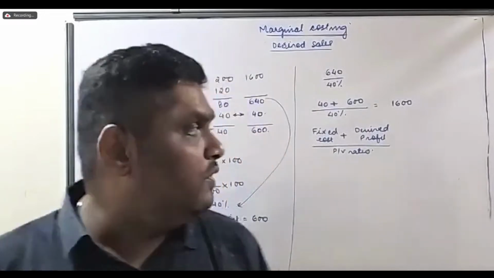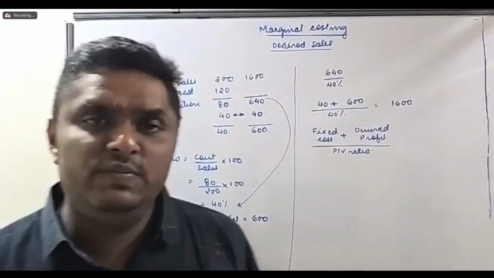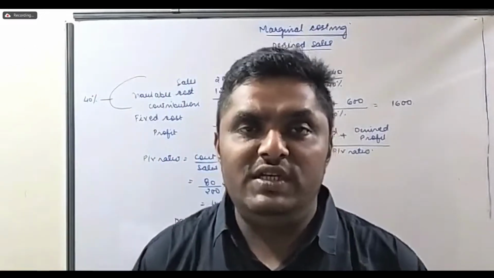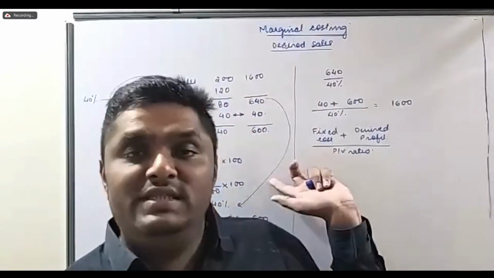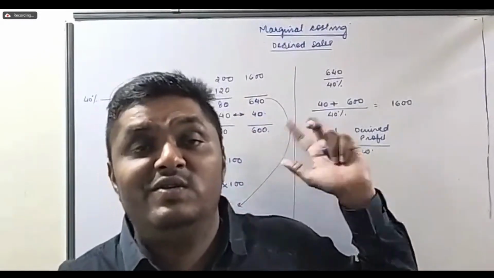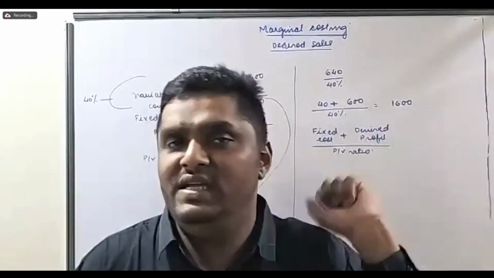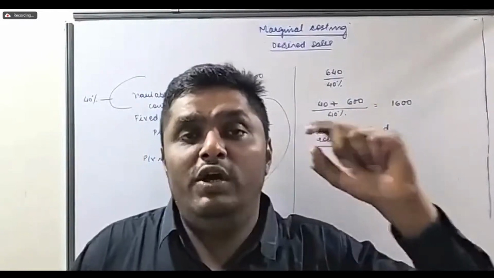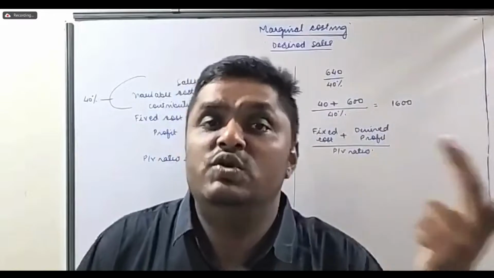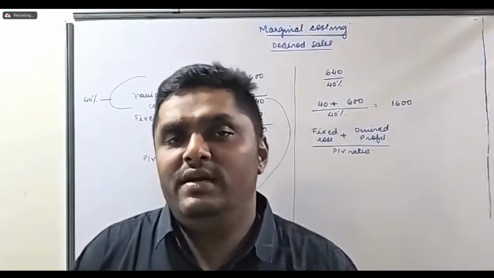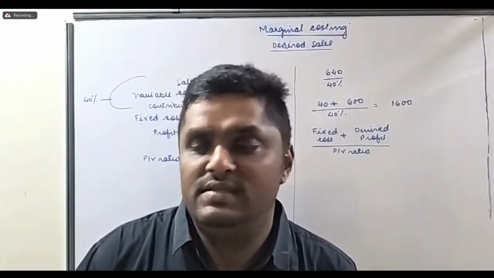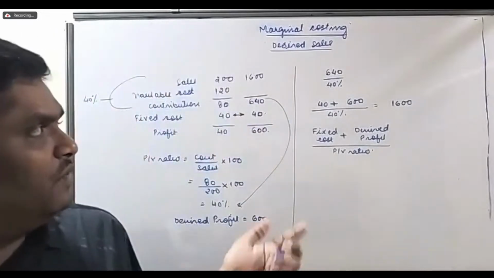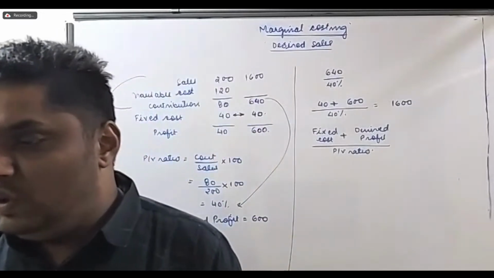If you guys have any doubts or queries in this part, you can please post. So if the question is asking you to calculate desired sales, how is this formula derived? 1600 is my sales, 600 is my profit, 40 is my fixed cost. So how much will be my contribution? 640. Contribution divided by sales is equal to PV ratio. So how much will be my sales? 640 divided by 40%, 1600 will be my sales. If you have any doubts or queries, please post your queries.